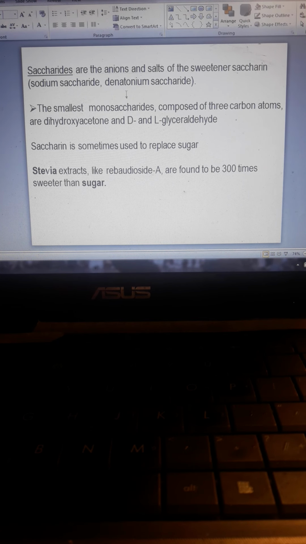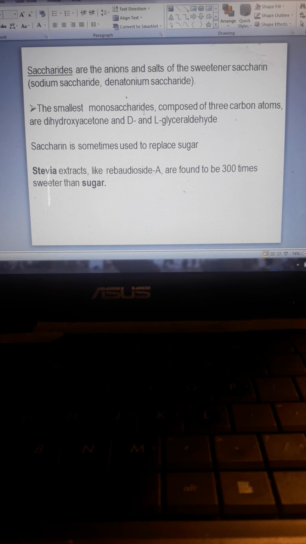Continuing our discussion, my dear students, we go now to saccharides. Saccharides are the anions and salts of the sweetener saccharin. We have sodium saccharin and denatonium saccharin. So denatonium saccharide differs from sodium saccharide because, based on structure, it contains a quaternary ammonium compound, also known as NH4.